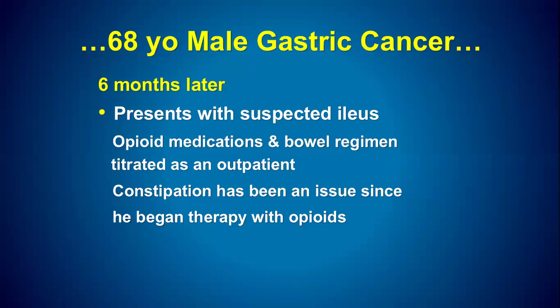Okay. So 6 months later, the patient lands up in the hospital again with suspected ileus. Constipation has been an issue since then, but the bowel regime was titrated as an outpatient. So here we are looking at a morphine side effect, that is, opioid induced. Anything else that you feel might be the reason for his constipation, given that he has gastric cancer? So stomach cancer and on lots of opioids and other medications as well.